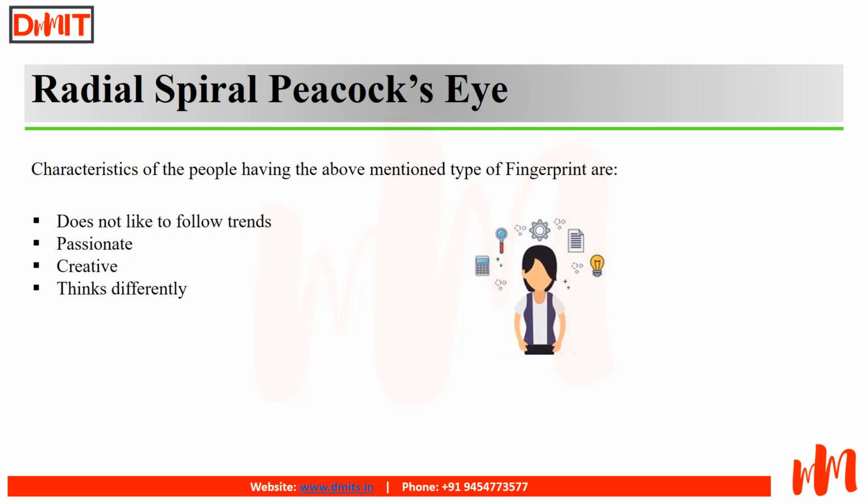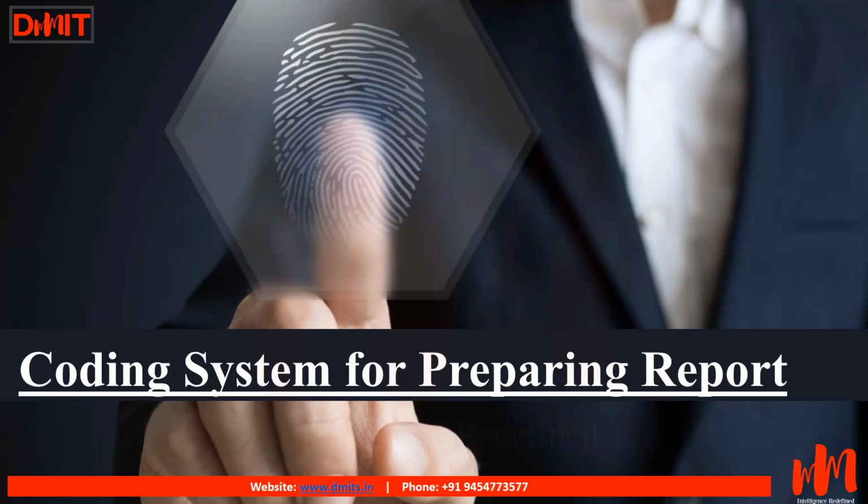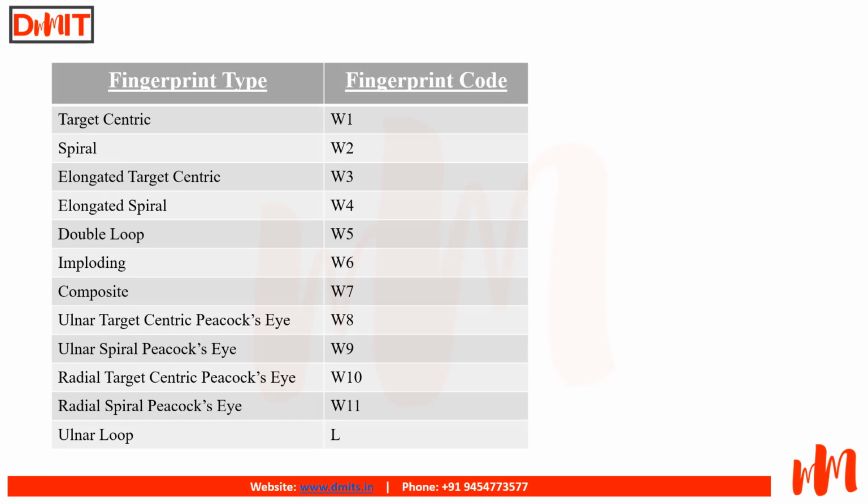Now let us have a quick review of the coding system for preparing a report. Although we have seen it earlier when we discussed the different types of fingerprints and their subtypes in detail, now let us have a quick review. Here I have, in a tabular form, basically in a summary format, the fingerprint type on the left hand side, and on the right hand side the code that is to be allotted in the case of a particular fingerprint type.